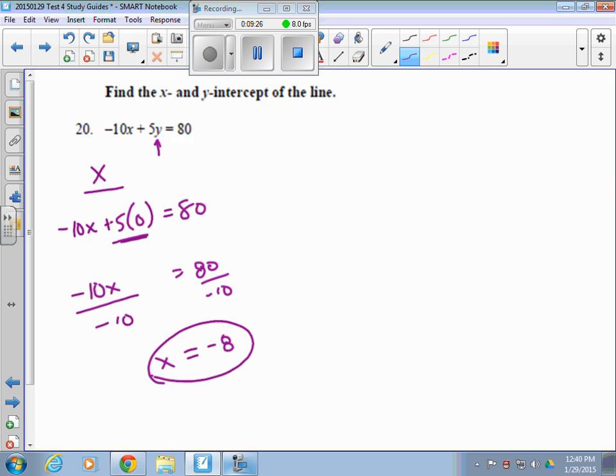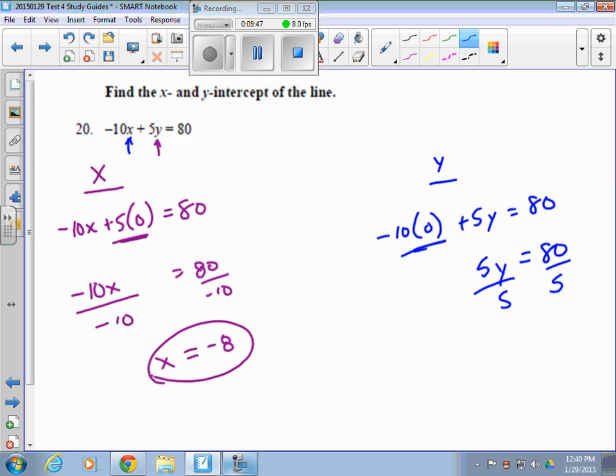In order to find the y-intercept, you do the same thing, but you plug in 0 for the opposite one, x. -10 times 0 plus 5 times y is 80. Again, anything times 0 is 0. It's like saying nothing plus 5y. Cancels that part, nothing, out. 5y equals 80. Divide by 5 on both sides, and y is 16. X and y intercepts, -8 and 16.